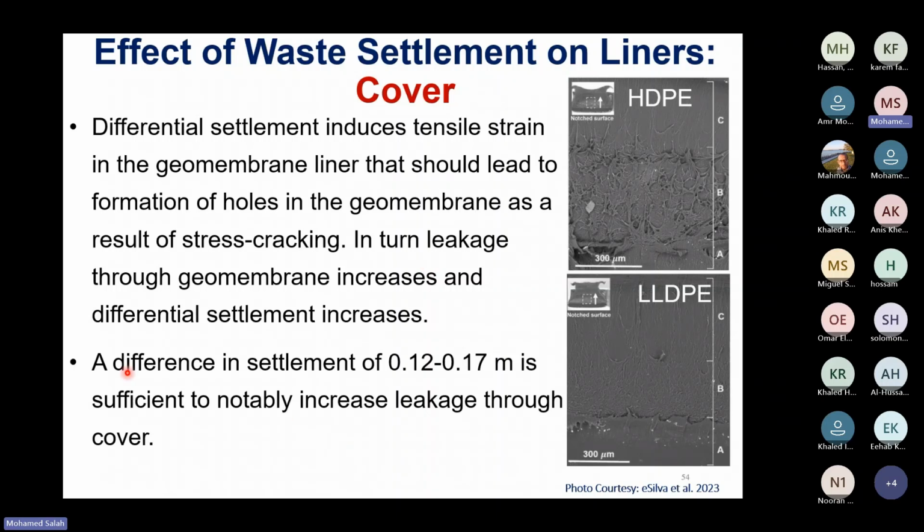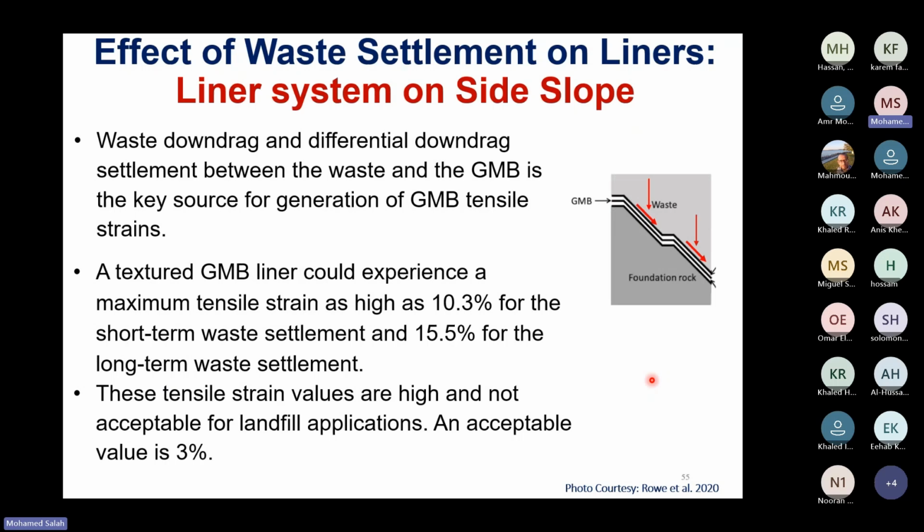And a difference of settlement of 0.12 to 0.17 meter is sufficient to notably increase leakage through the cover geomembrane. So this was about the adverse effect of waste settlement on tearing the covers of geomembrane.